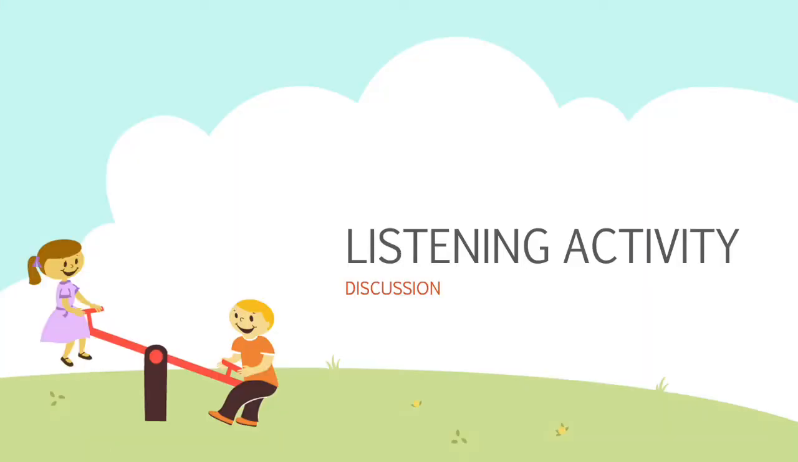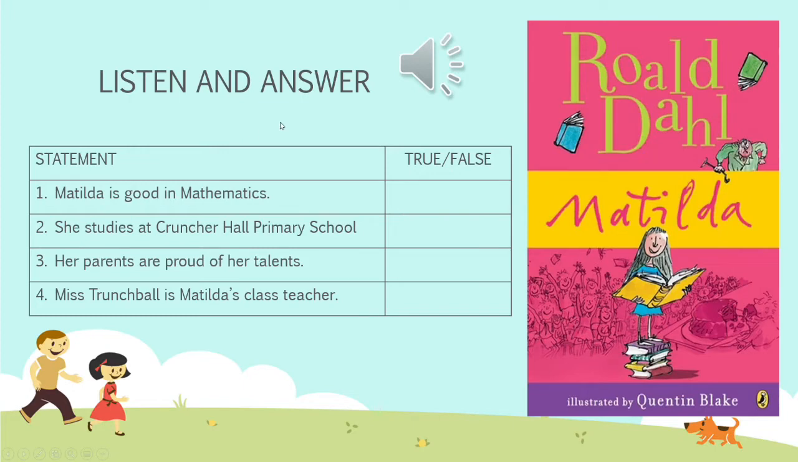Okay, next we look at listening activity. Listen and answer. Roald Dahl, Matilda, illustrated by Quentin Blake. So whenever you have a book, a picture, you have to read through everything that is written on the cover page. The author, so Roald Dahl is the author, Matilda is the title, and illustrated maksudnya dilukis. Okay, ilustrasi, gambar ini dilukis oleh Quentin Blake.